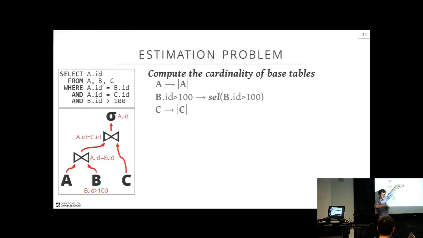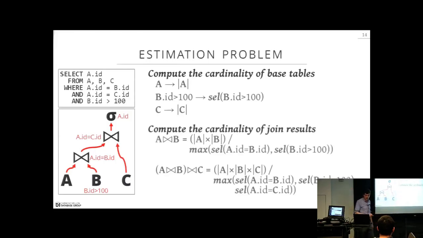But the join now is hard, because our joins are going to be derived from the estimates that we made here. So if our estimates are wrong in the lower parts, they get amplified as we go up the tree. In the case of the join of A and B, it's taking the cardinality of these two, and actually that should be this one here, and then dividing it by whichever has the highest selectivity between A.ID and B.ID greater than 100. Then the cardinality we generate from this gets fed into the cardinality of that. So if we were wrong here, we'll be wrong here, and then even more wrong up here.